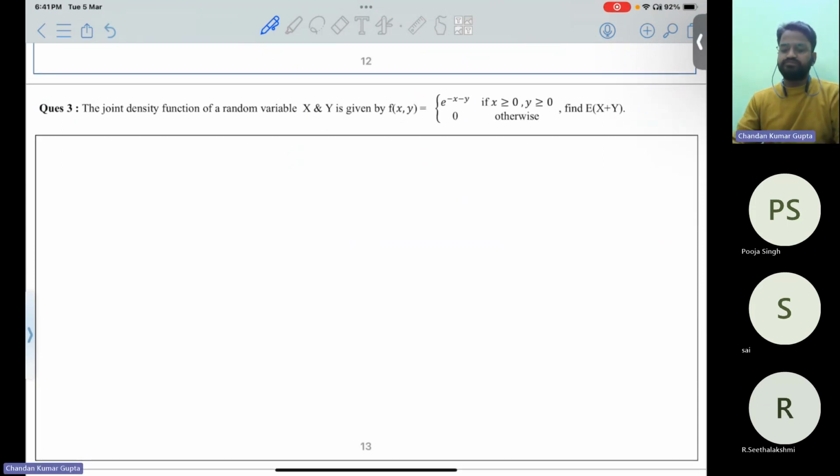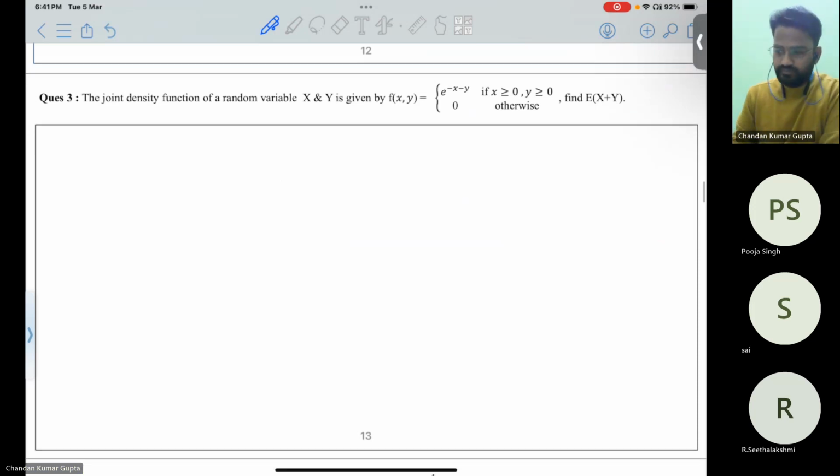Now question number 3. Here the joint density function of random variables x and y is given by this. We need to calculate the expected value of x plus y. So the given PDF is like this. For the expected value of x plus y, both x and y terms are there.